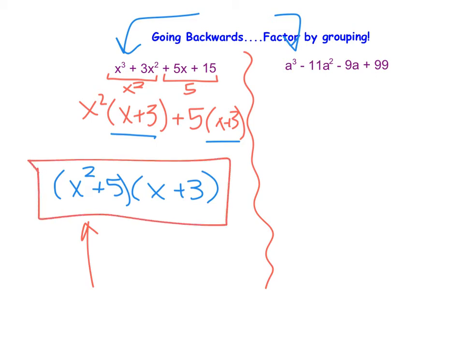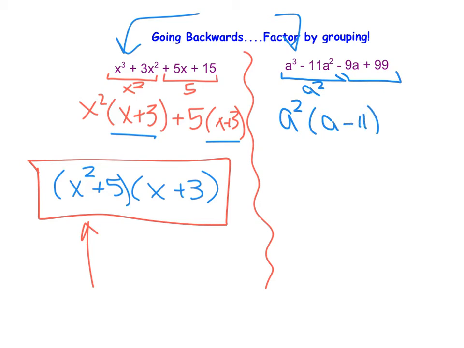Now, if I look over at the second one, what I'll notice first is, again, I have that situation where I can't factor out a greatest common monomial. So instead, I'm going to look at this in pairs. I look at the a cubed minus 11a squared, and I notice that they both contain an a squared. So I factor out an a squared. That becomes just a minus 11.